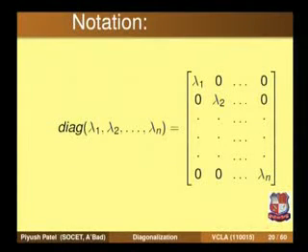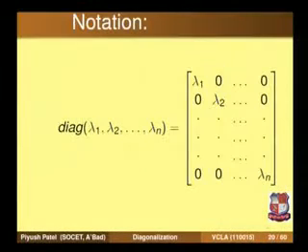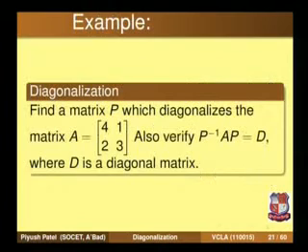Here I forgot to mention one thing. The notation D equals diag of lambda 1, lambda 2 up to lambda n denotes the diagonal matrix whose diagonal entries are lambda 1, lambda 2 up to lambda n. We shorten the notation to save space. So let us see the example.